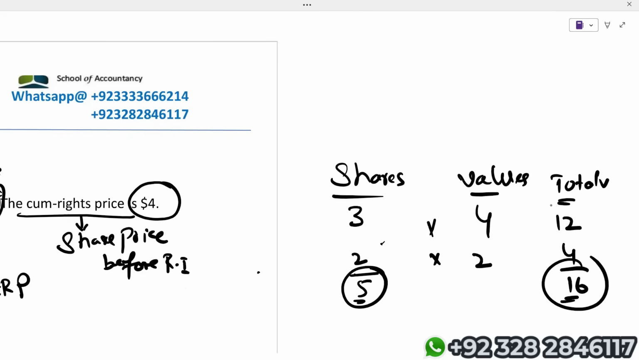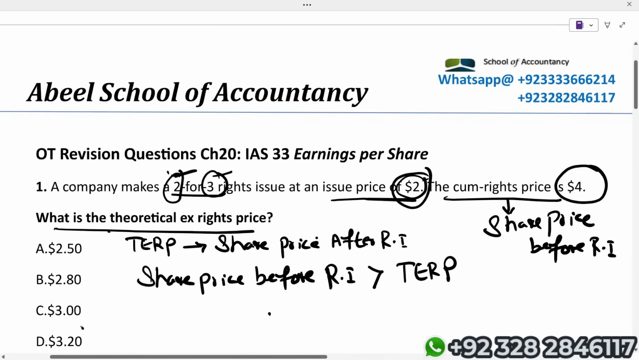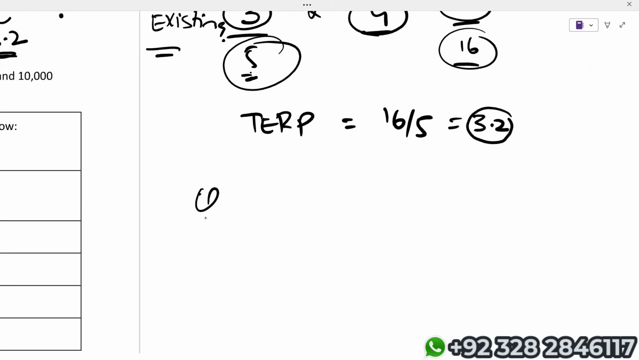If the total value of 5 shares is 16, so very easily we can calculate the value of 1 share, and that value is going to be theoretical ex-rights price, TRP. Simply 16 divided by 5. Let me use the calculator. 16 divided by 5. Students, I'm getting 3.2. So 5 shares total value is 16, so value of 1 share is 3.2. So choice is D. D is the right answer. So I would say pretty easy, not difficult at all.